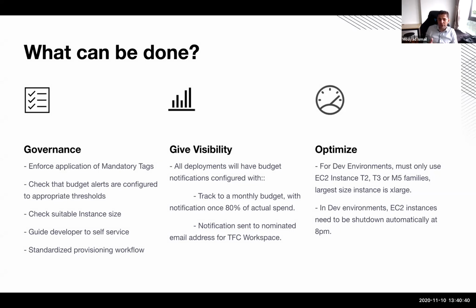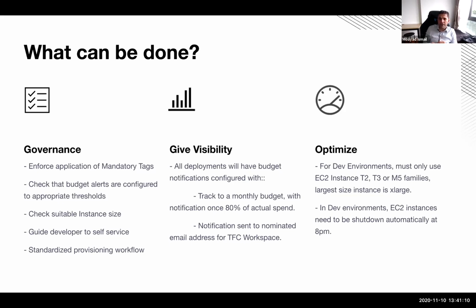enforcement of mandatory tags. All supported resources need to have mandatory tags applied to them. We need to be able to check budget alerts. How do we enforce budget alerts to be attached to every type of deployment so the user has sufficient time to react? Also, check suitable instance size. We want to control the instance size that's deployable in certain environments, for example, in the dev environment, which we'll touch on in the optimize section shortly.